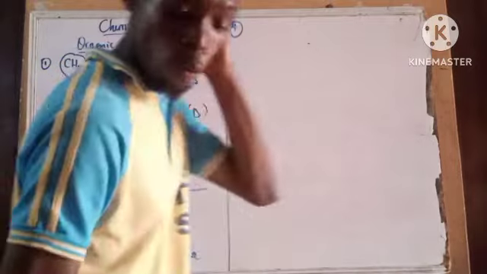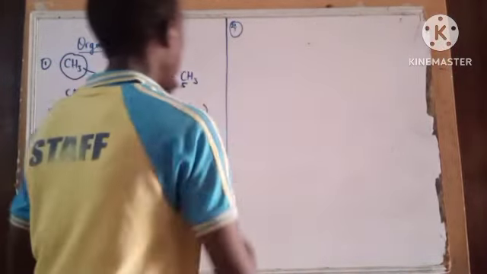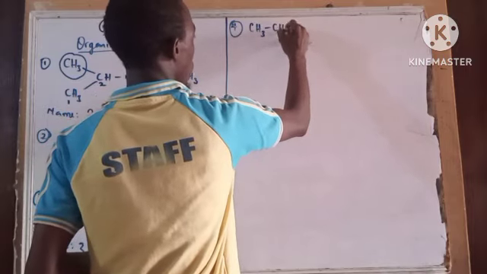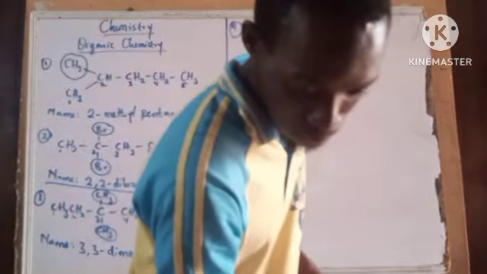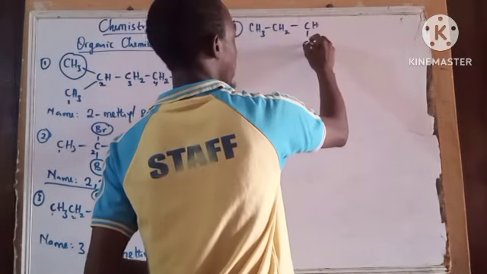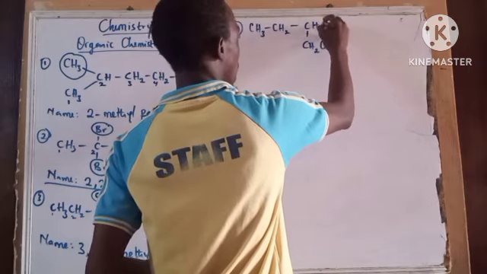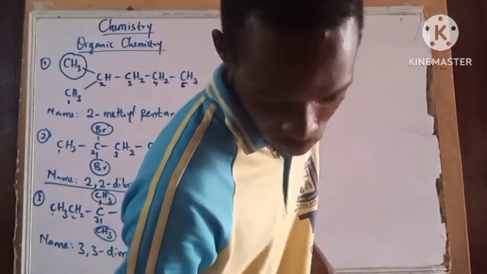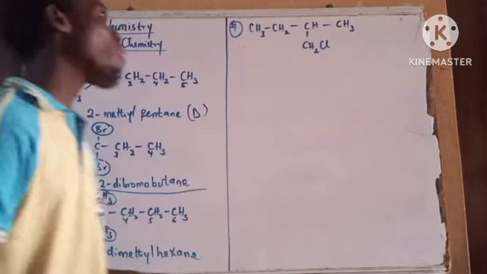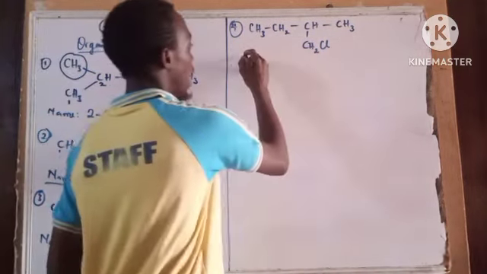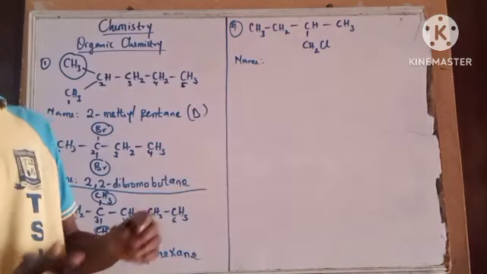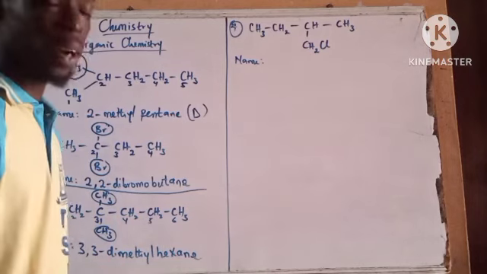Question 4. So for question 4, we have CH3, CH2, and CH, and I have CH2, Cl, and I have another CH3 here. Now this compound here is very complex and it is quite different from this. It's easy, though, very easy.